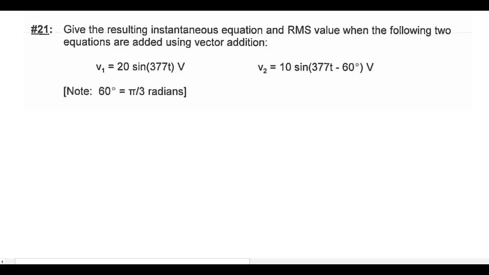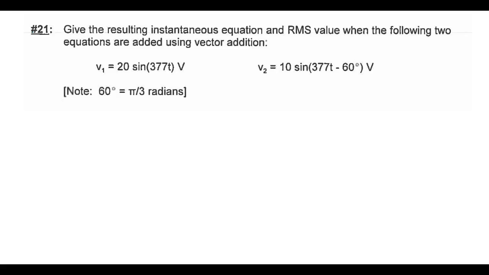This question deals with the addition of alternating quantities, or vector addition. Typically, we do vector addition using x and y components of each alternating quantity involved. Typically, we will use one of the equations as the reference, and the phase of the rest will then be given with respect to that reference. Here, both equations are given as sine wave equations, which means, of course, alternating quantities.